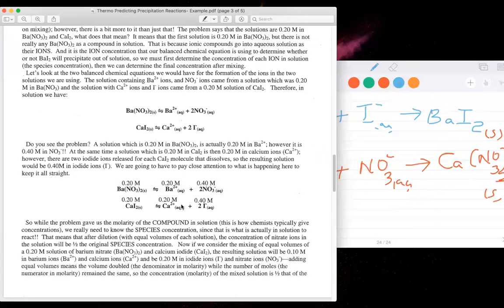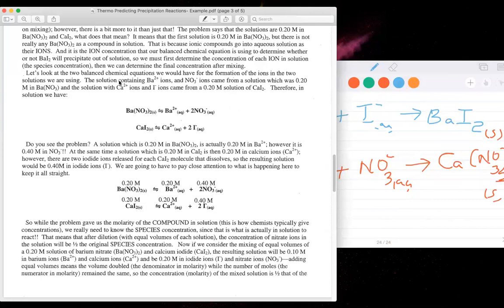So here is the concentration of barium ion. And remember, for nitrate, it is twice the initial concentration, which was 0.2, because the mole ratio is 1 to 2. So you multiply the concentration of nitrate by 2. You do the same thing for calcium.